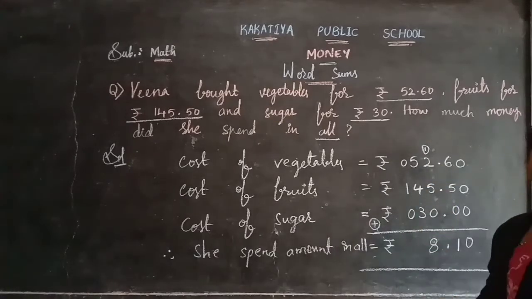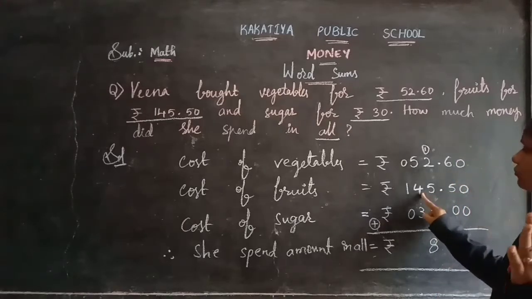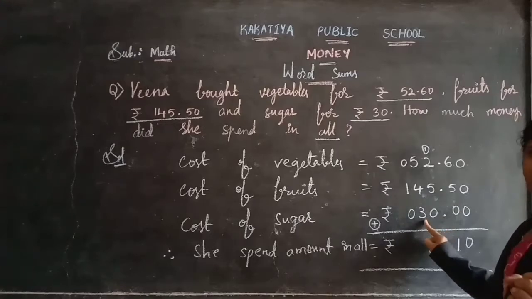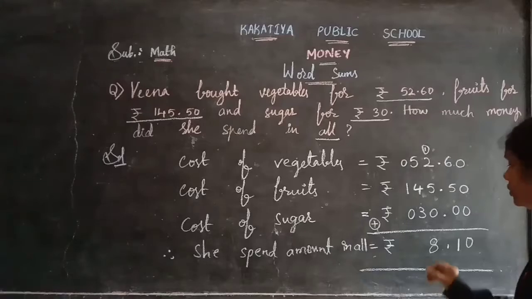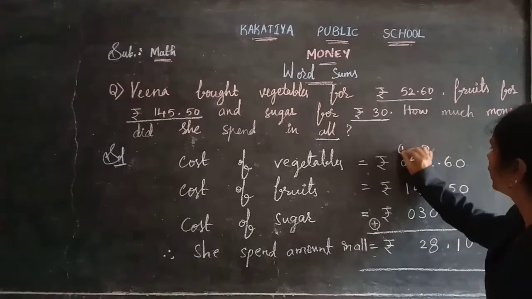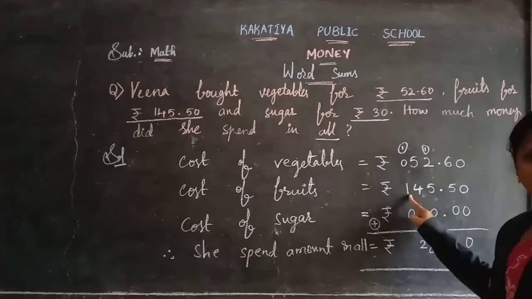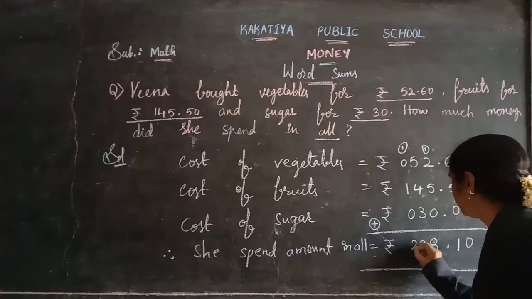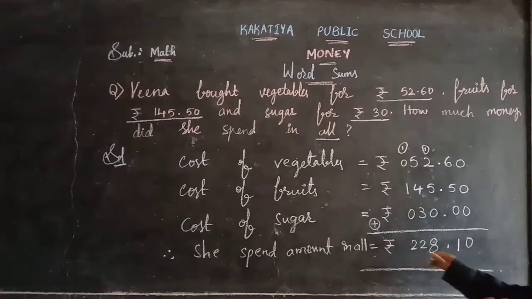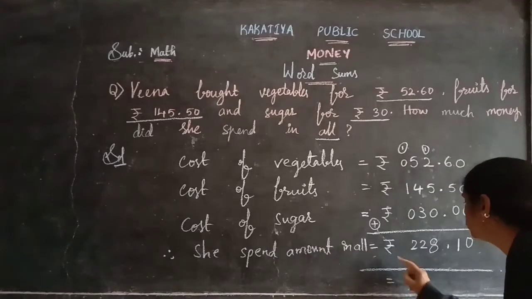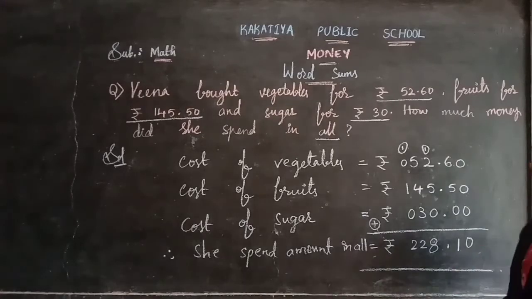Now 5 plus 4. 5 after 6, 7, 8, 9. So 5 plus 4 means 9. 9 after 3, so 10, 11, 12. So we are getting here 12. 12 is a 2 digit number now, so 2 here and 1 carry. Okay. Now 1 plus 0 is 1. 1 plus 1 is 2. 2 plus 0 is 2. So how much amount did she spend in all on these three items? She spent 228 rupees 10 paise. Okay.